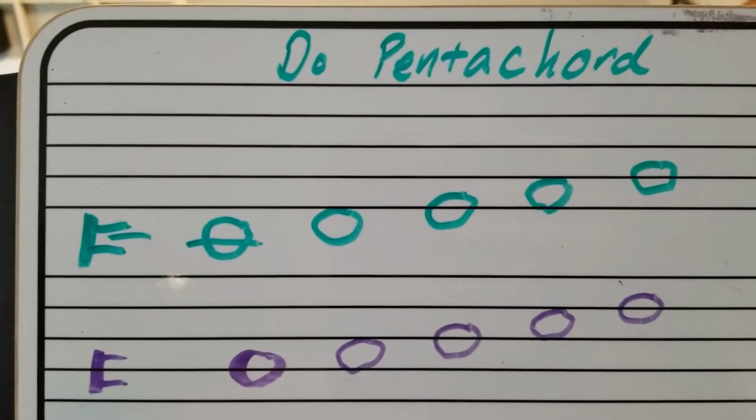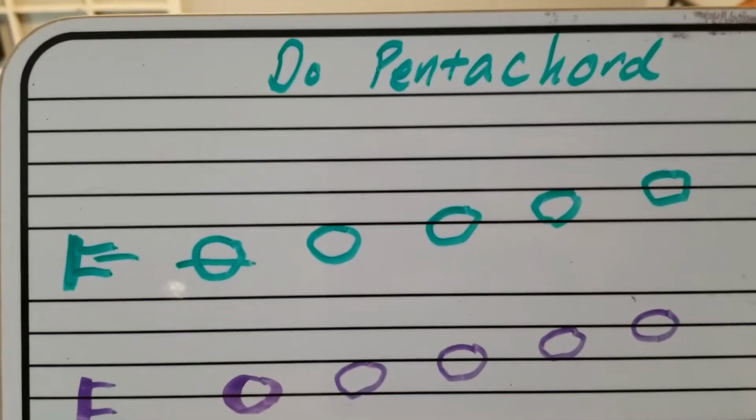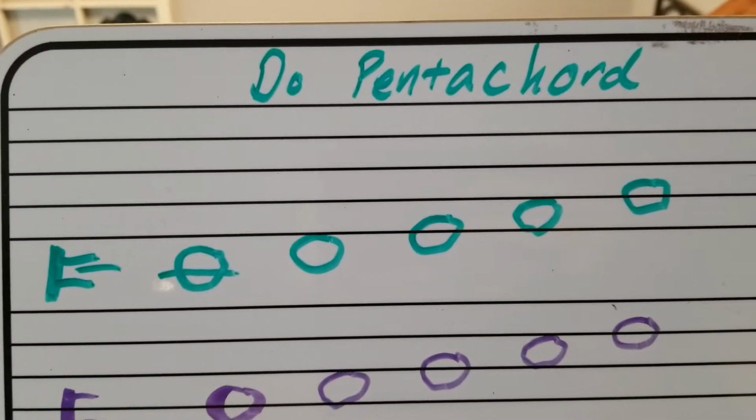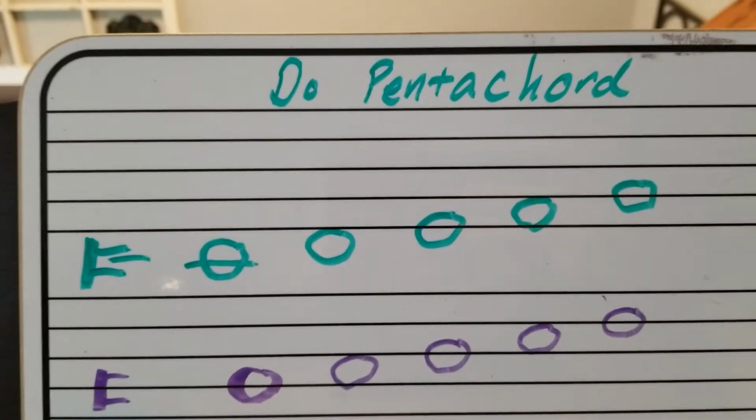Let's sing this on the solfege. Do, re, mi, fa, sol. And sing it on the absolute pitches. The first one is C. Ready? C, D, E, F, G.